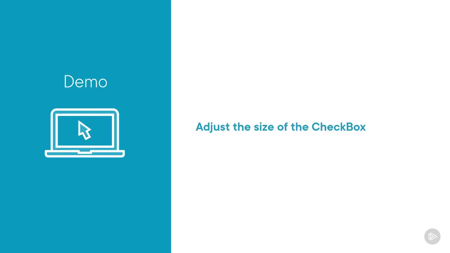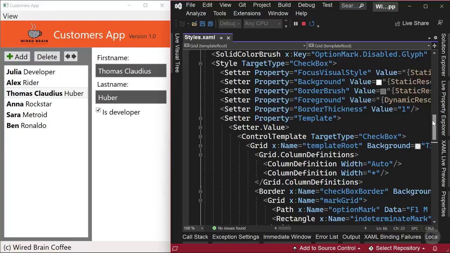In this demonstration you will learn how to adjust the size of the checkbox by modifying the control template. Let's switch to Visual Studio. On the left side you can see the running application and on the right side the Styles XAML file. Here you have created this implicit style for the checkbox that sets the template property.